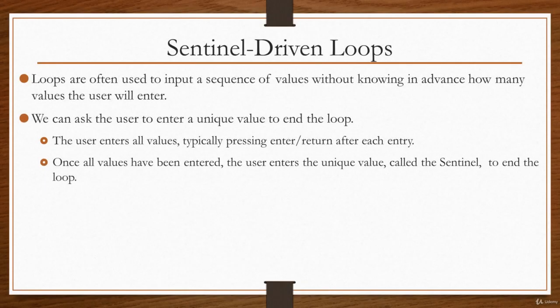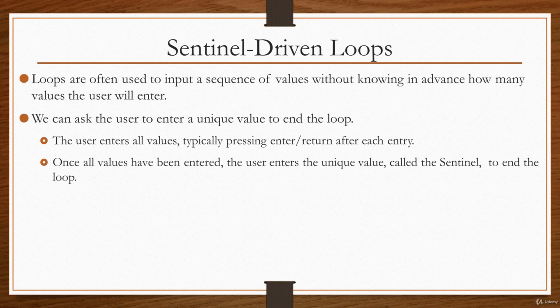Okay, so as I mentioned previously, sometimes we just don't know how many values the user would like to enter. And so this is where Sentinel-driven loops come in. These are loops that are often used to input a sequence of values without knowing in advance how many values the user will enter, or in other words, how many times the user would like that loop to repeat. We can ask the user to enter some unique value to end the loop, like a secret code or something like that, to stop that loop.